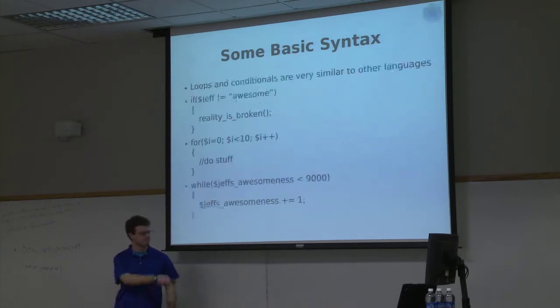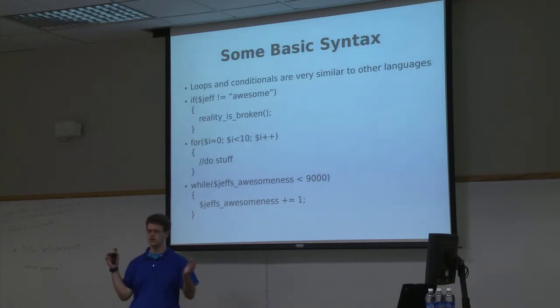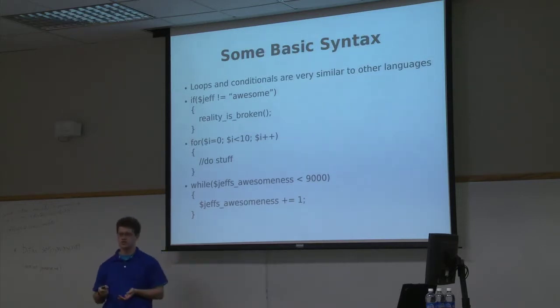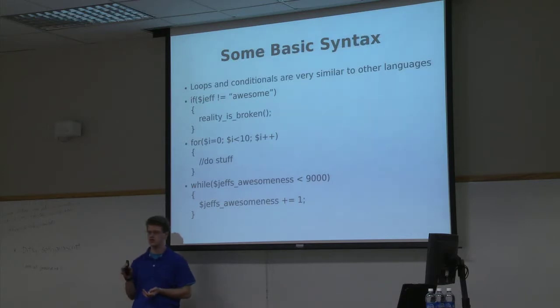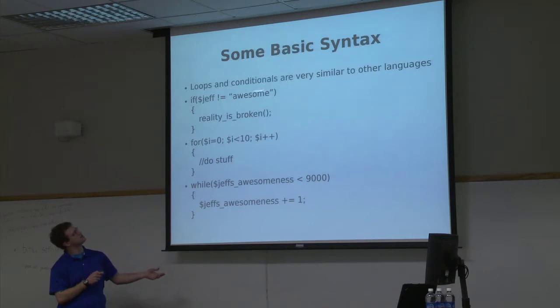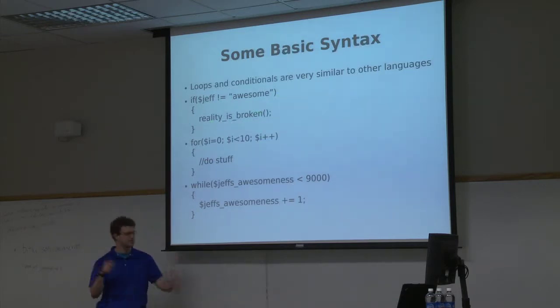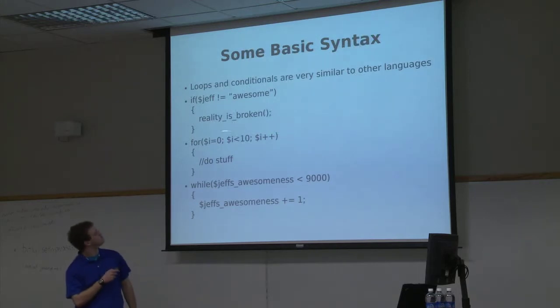A little more basic syntax. Conditionals, loops, that sort of thing. If statements, for loops, while loops, whatever. They're all really, really similar to most other programming that you guys have done, as long as it was imperative programming, which is what all of you have done. So like, you can have an if statement. If Jeff is not equal to awesome, then call a function to signify that reality is broken, because that should never be true.